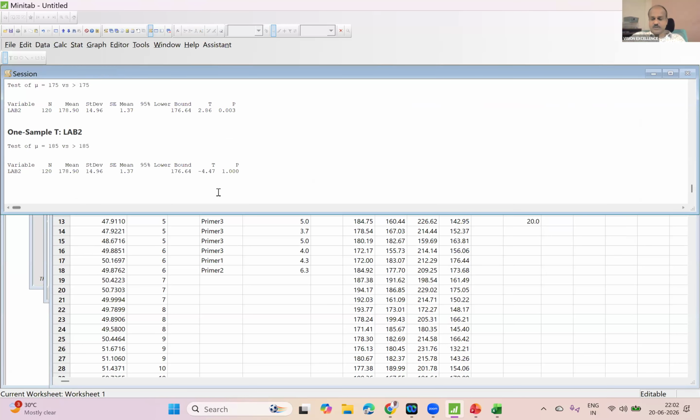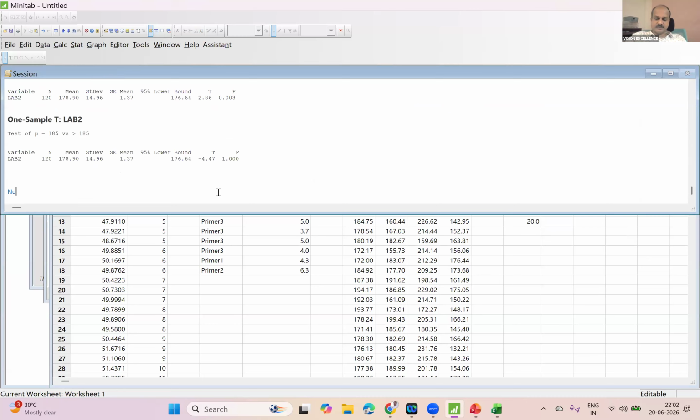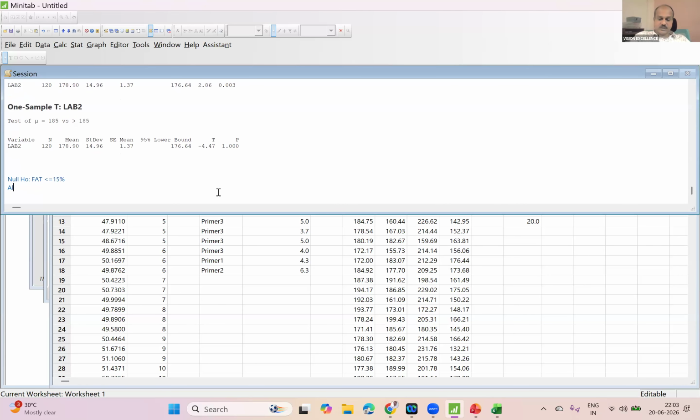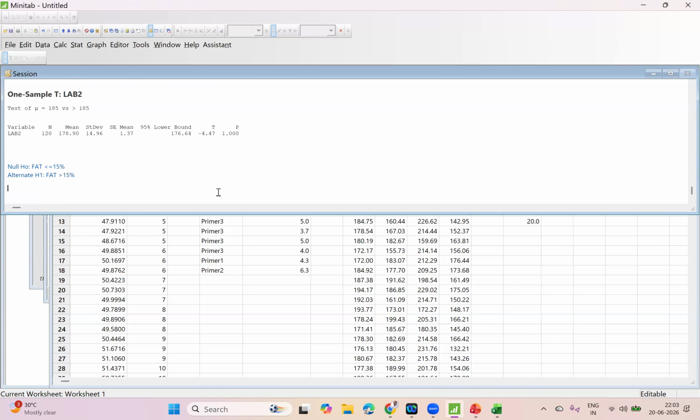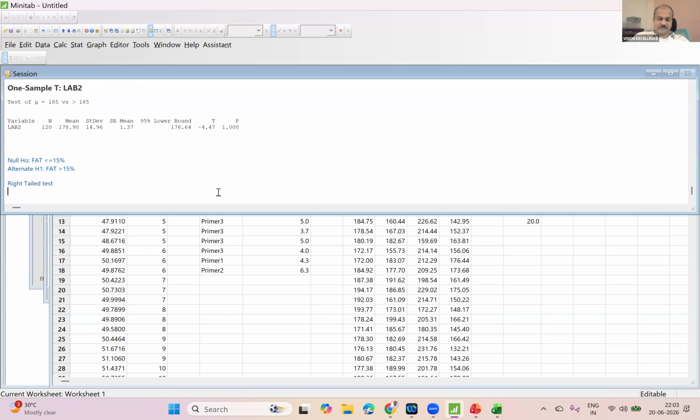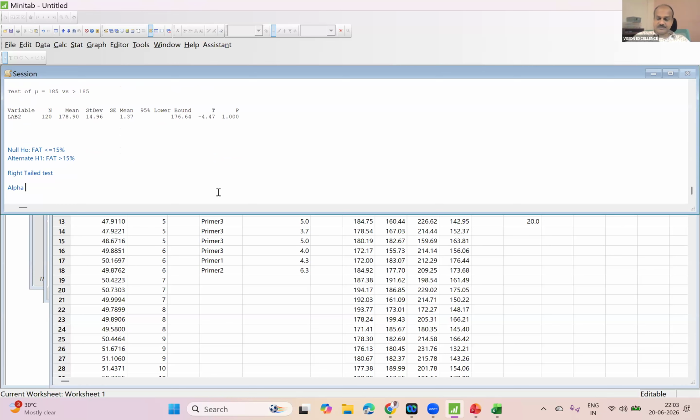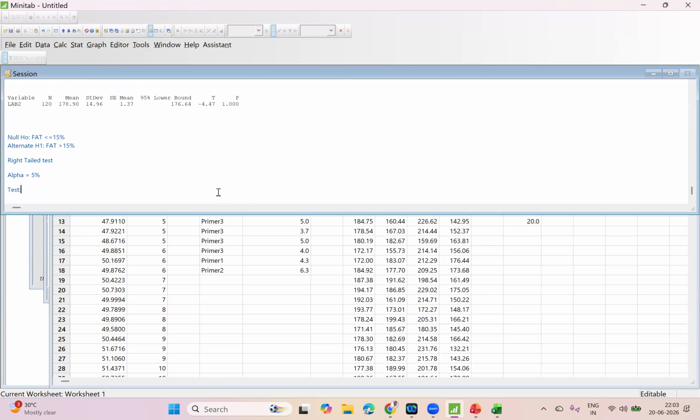Now let us write the null hypothesis and alternate hypothesis. What is null here? Fat content is less than or equal to 15%. What is alternate here? H1: fat content is more than 15%. It's a right tail test. Please note, right tail test, and alpha is 5%. What is the recommended test here?